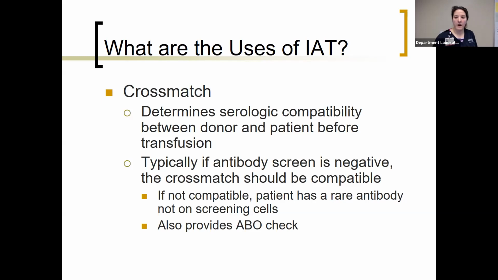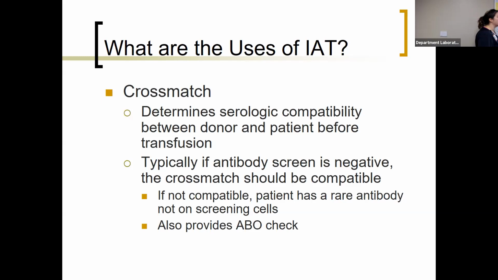All right. And one way that we will do that is we will carry that crossmatch through all three phases. So your initial spin, your 37, and your AHG. Okay, so if your patient has a clinically significant antibody reacting at 37 degrees, we want to make sure that we cross-match a potential donor unit to them at that phase 2.